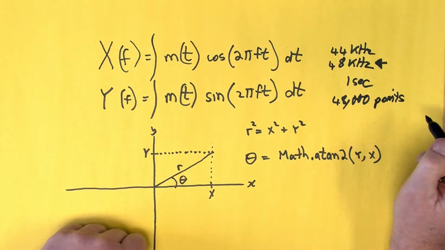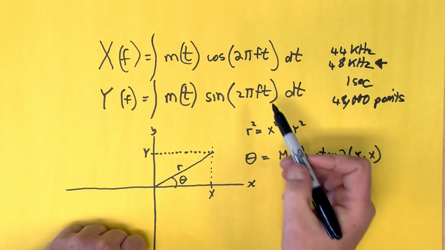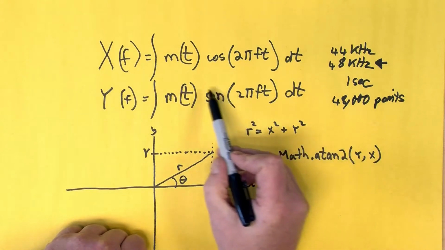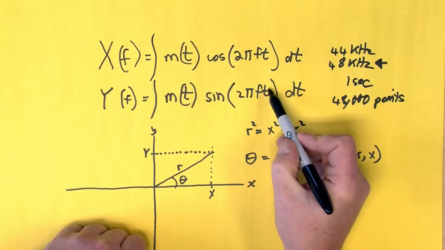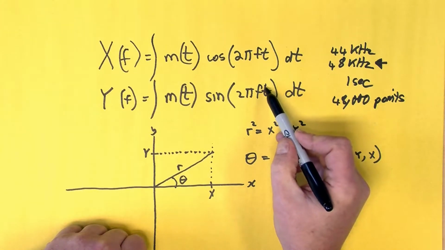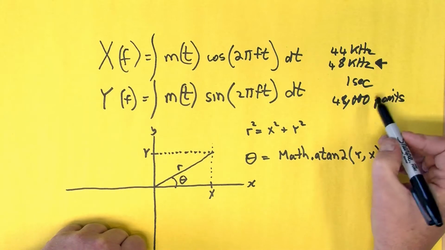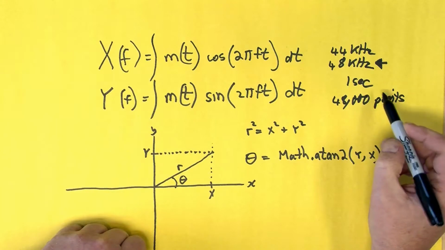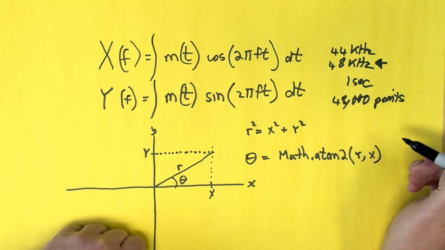Now, what that does mean is if we're going to deal with 48,000 points, it means we're going to use 48,000 times this equation. In other words, we're going to have it at t equals 0 and t equals 1 and t equals 2, all the way up to t equals 48,000, where 48,000 is the last point in that 1 second of time.